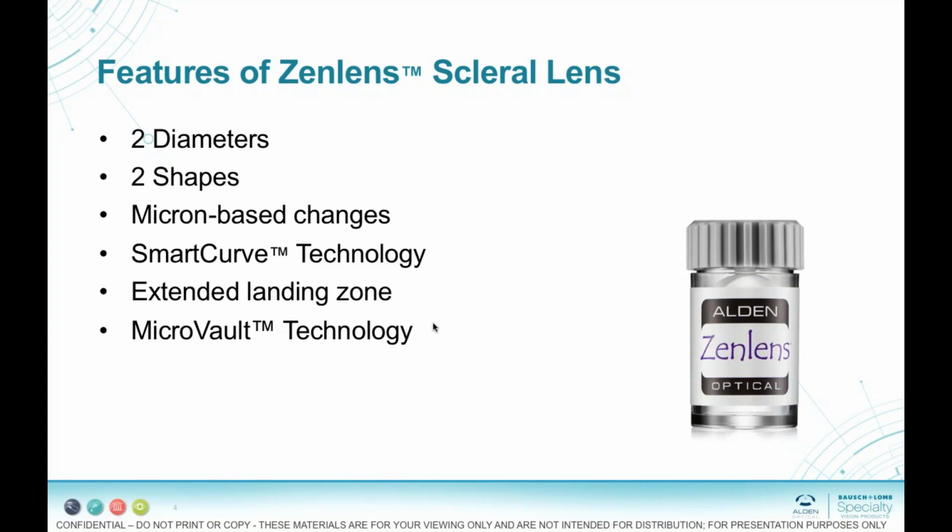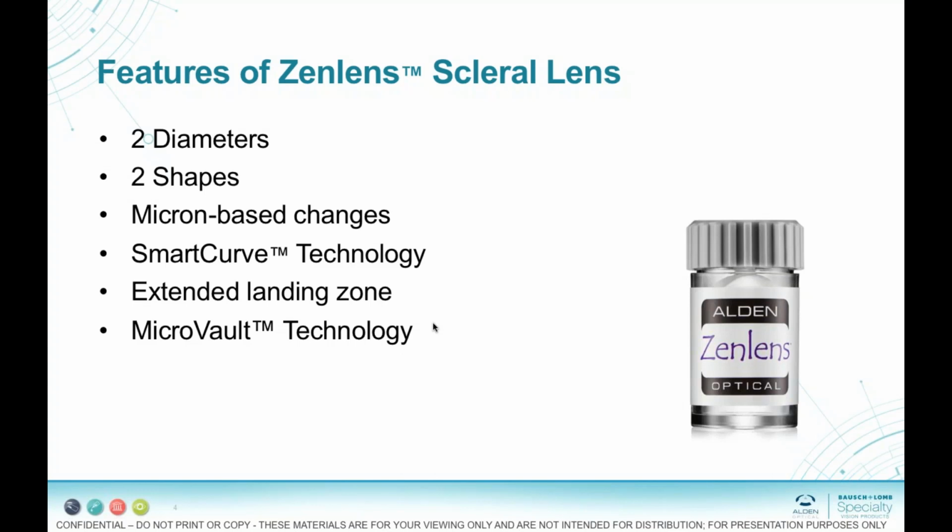Zenlens also features the Smart Curve technology, which allows you to make changes to the inner or outer aspects of the lens itself without impacting the rest of the design, so that adjustments are straightforward, and having to make changes like increasing the diameter to achieve more limbal clearance, things like that, are no longer necessary. The standard Zenlens design also has an extended landing zone to allow for full landing without a lot of blanching that you sometimes see with scleral lenses.